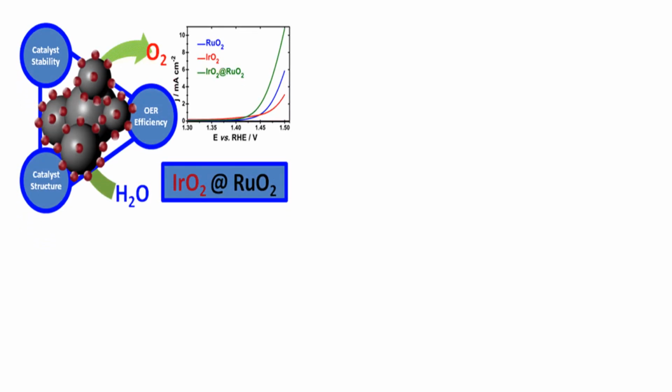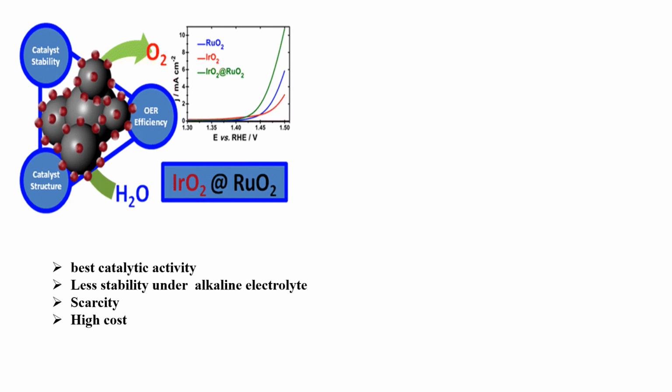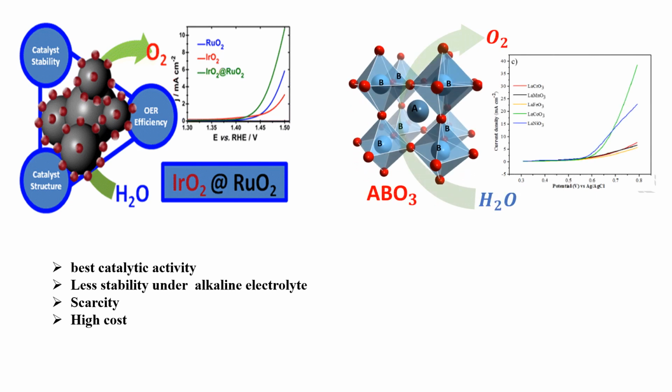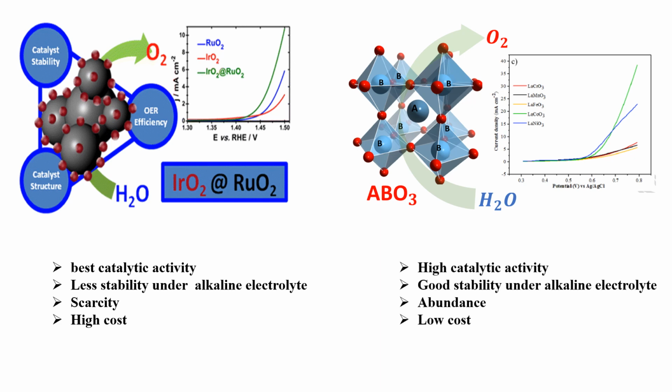Typically, iridium and ruthenium oxides are often used as catalysts toward the oxygen evolution reaction because they have the best catalytic activity but less stability, in addition to scarcity and high cost, while perovskite type oxides with general formula ABO3 have a high catalytic activity, good stability, abundance, and low cost. Also, the partial substitution of the A and/or B site can improve the catalytic activity. So through these advantages, zinc-doped lanthanum cobaltite was prepared using a sol-gel method.